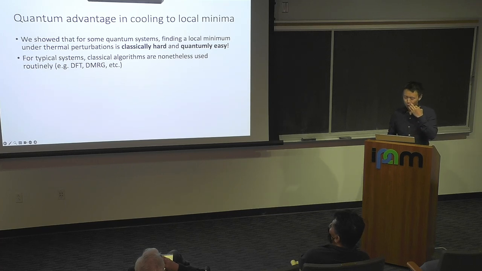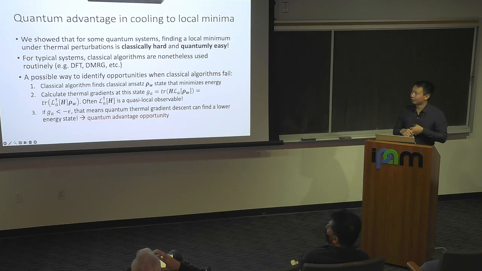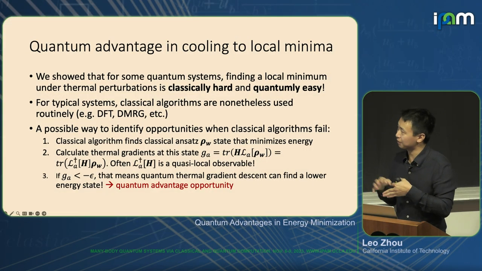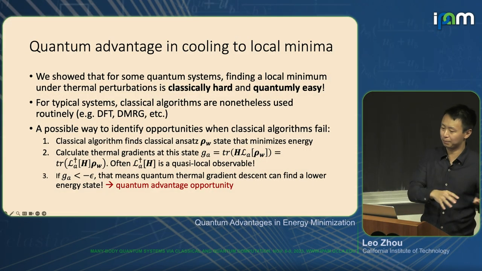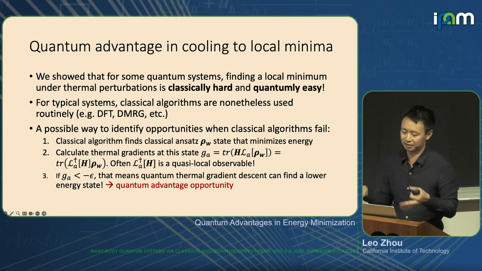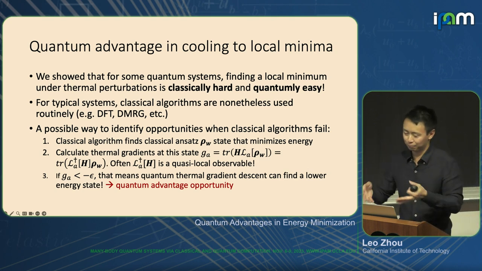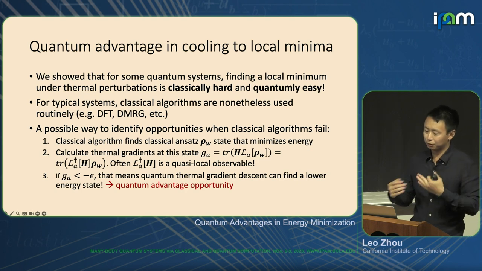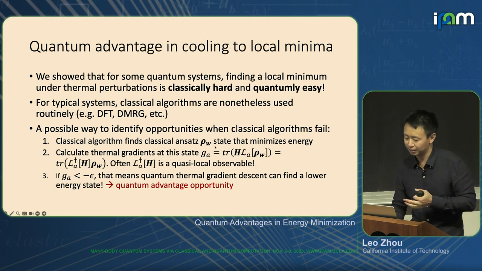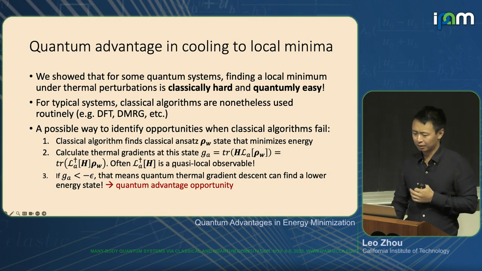So, what does that leave us with? Can we somehow identify opportunities where finding a local minimum is actually classically hard? Well, here's one possible idea. If you have some classical algorithm that is optimizing some classical ansatz, such as a tensor network or neural network, and you're trying to minimize the energy with respect to some Hamiltonian, what you could do is try to calculate the thermal gradient at that classical ansatz state.